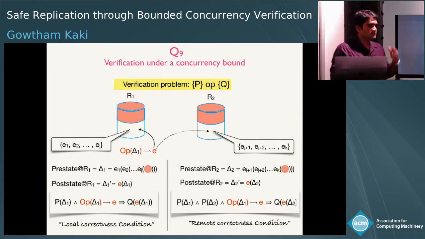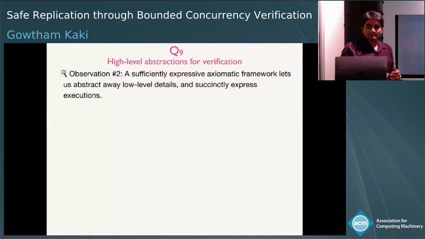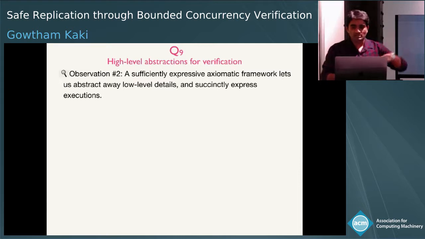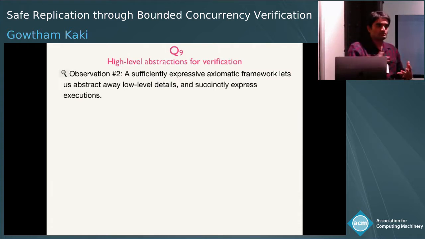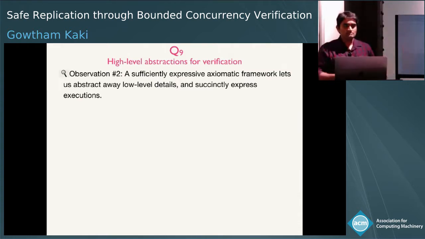So in general, it's inefficient to try to do verification as defined by the verification condition naively. So the observation we make is that we can in fact lift the level of abstraction for verification to a level that abstracts away the low-level artifacts such as replicas and distribution between replicas and so on. Our observation is that if we choose a sufficiently expressive axiomatic framework, we can abstract away the low-level details and succinctly express executions, and then we can make use of symbolic techniques to reason about these executions.